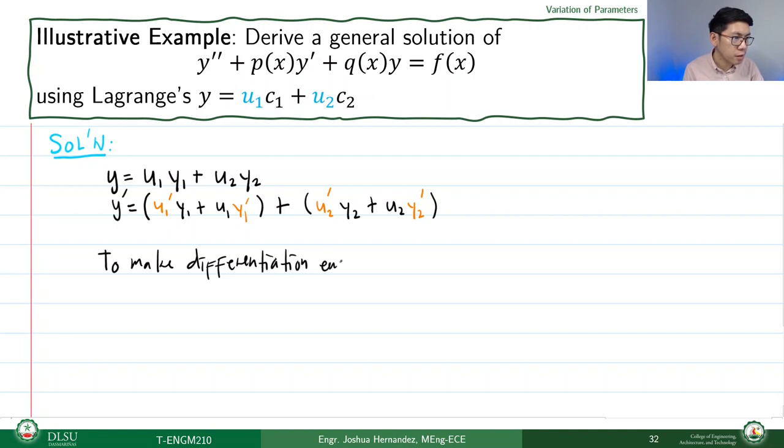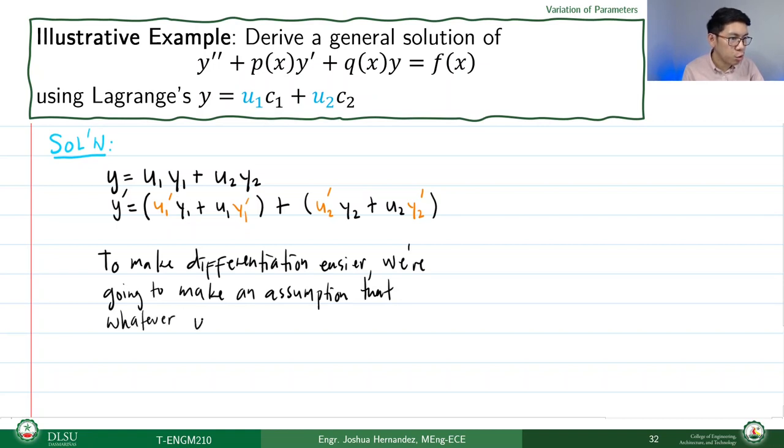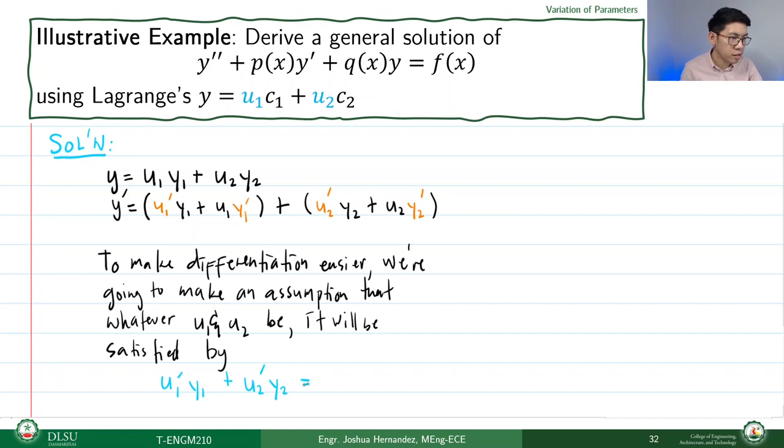we're going to make an assumption that whatever U1 and U2 will be, it will be satisfied by this condition. And what is that condition? It's this condition: U1 prime Y1 plus U2 prime Y2 equals 0. Okay? Let's call this equation A.